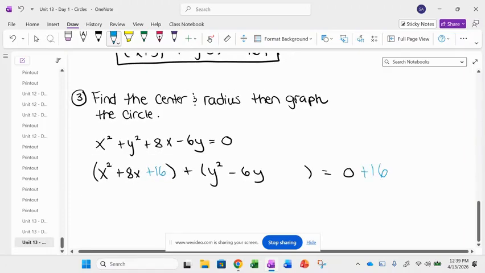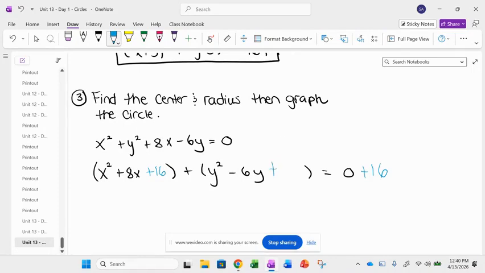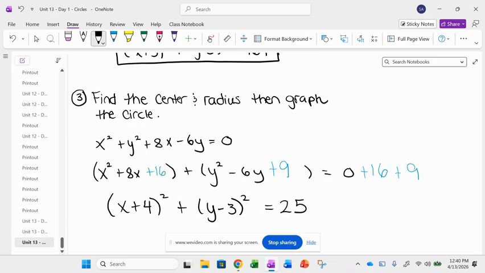And then I'm going to do the same thing for the y. Half of 6 is 3. 3 squared is 9. So I add 9 to the left. And then I don't want to subtract 9 on the left. What do I want to do? Add 9 to the right. You got it. So now we can finish this up, and it becomes x plus 4 quantity squared, and then y minus 3 quantity squared equals 25.